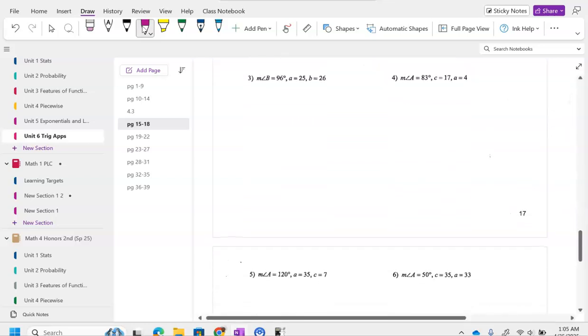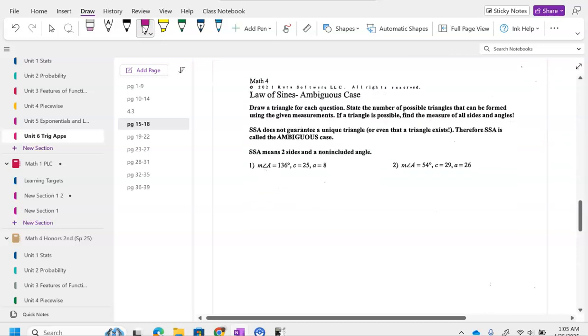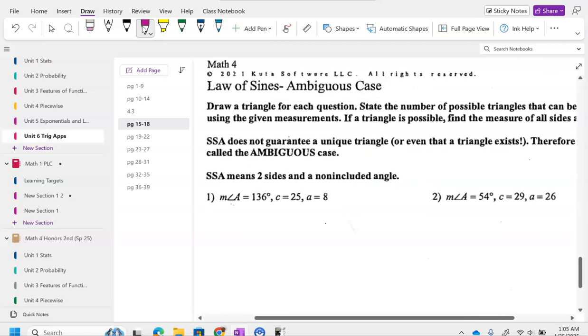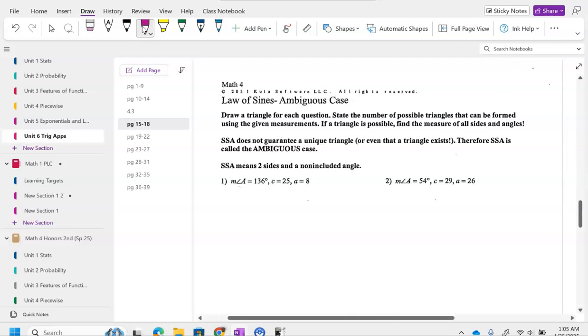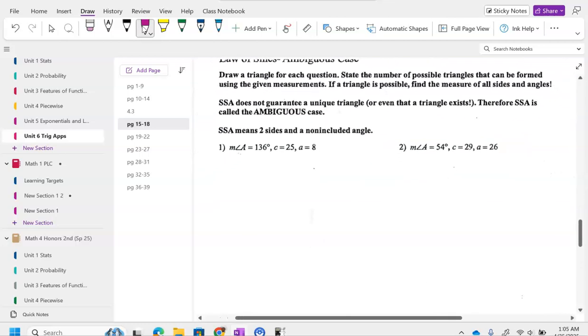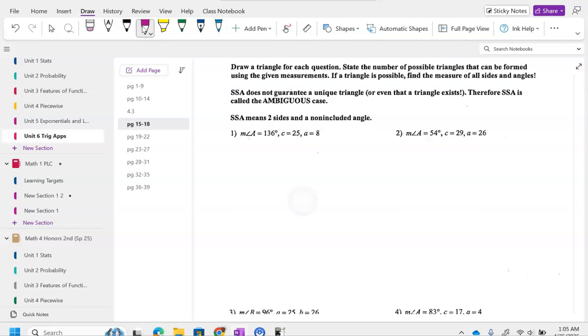Okay, so we're going to go to page 17. I believe it is in your packet. If it's not page 17, it might be 16 or something like that. It just depends, but it says this at the top. I can't remember if the page number matches up or not, so I apologize. All right, so we're gonna run through the no triangle, we'll run through one triangle, and then we'll run through two triangles existing.